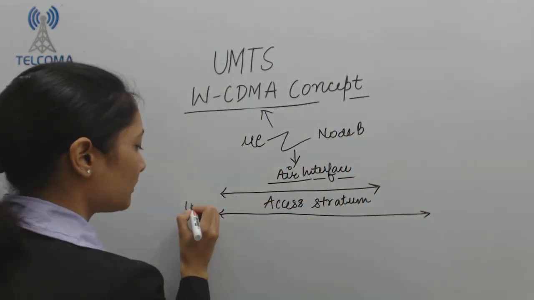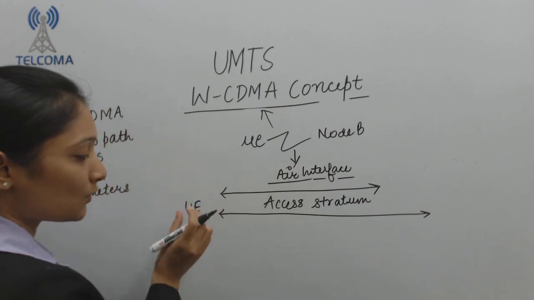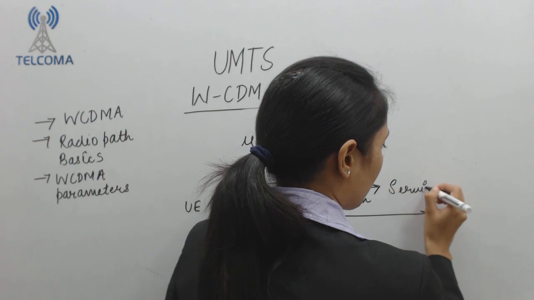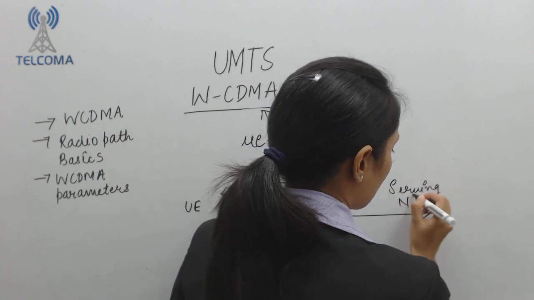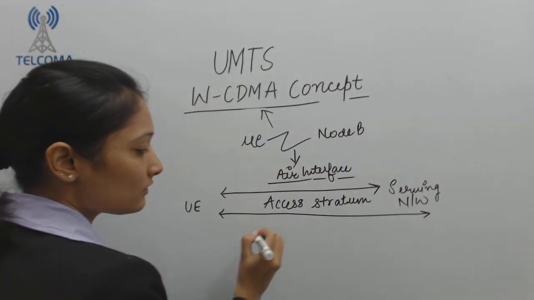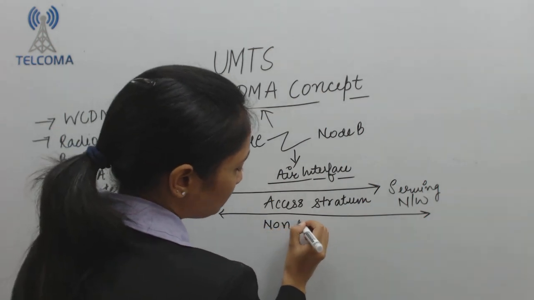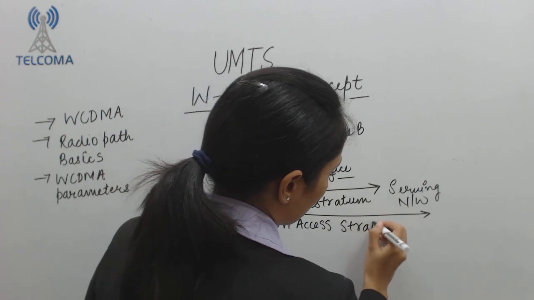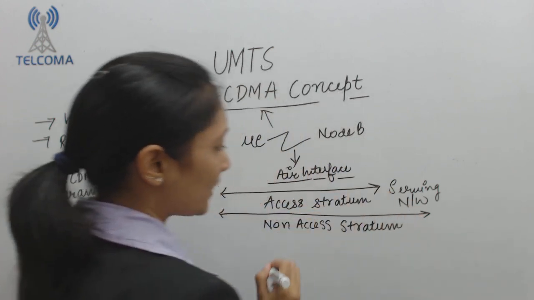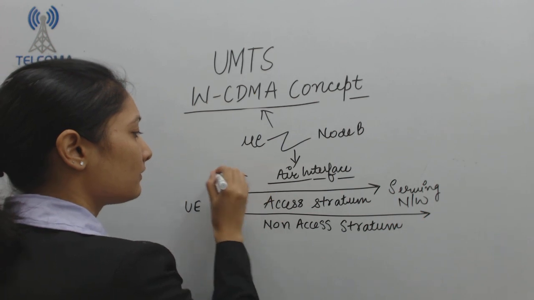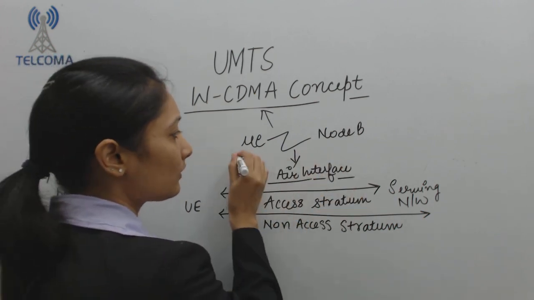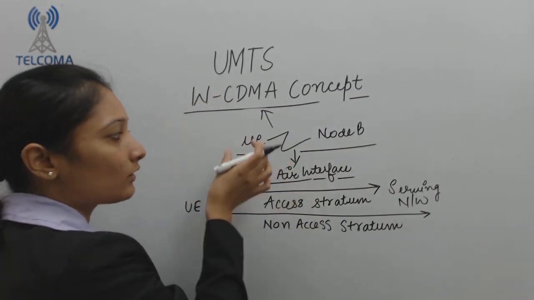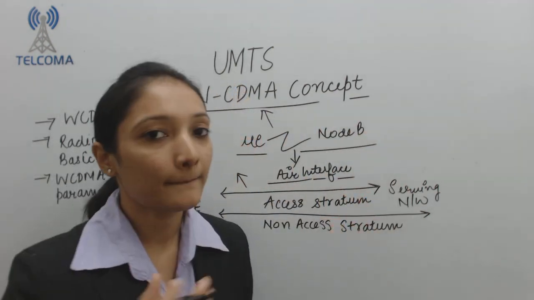Now, if the protocols are exchanged between the user equipment and the main serving network, that is referred to as non-access stratum. But we are here to discuss the implementation of WCDMA between the user equipment and the Node B.